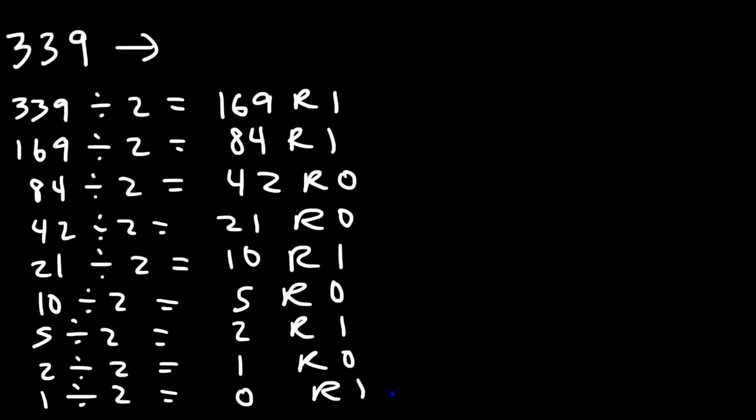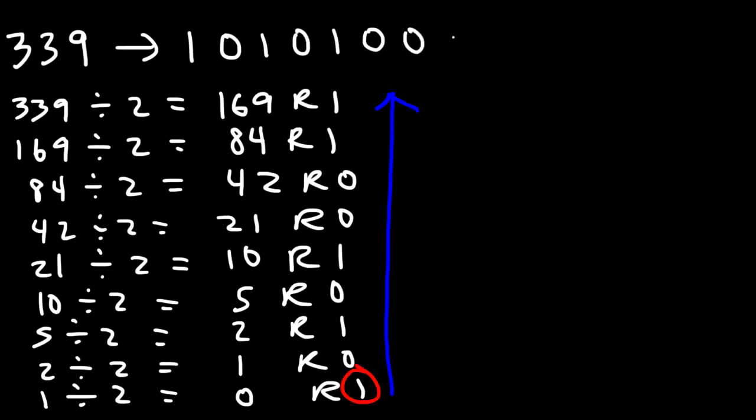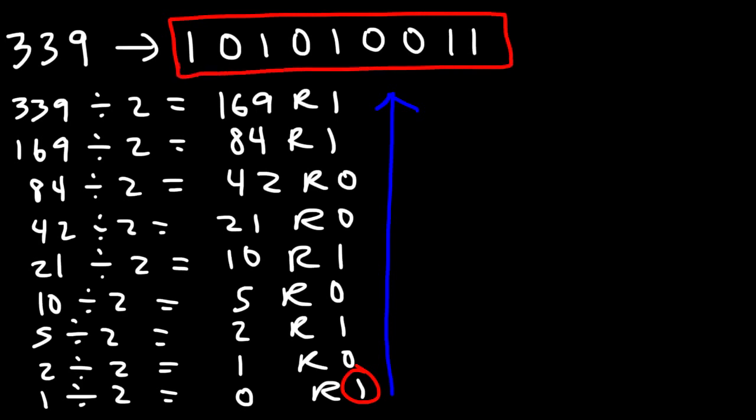So let's go from the most to the least, starting with the number on the bottom. It's going to be 1, 0, 1, 0, 1, 0, 0, 1, 1. And so this is 339 as a binary number.